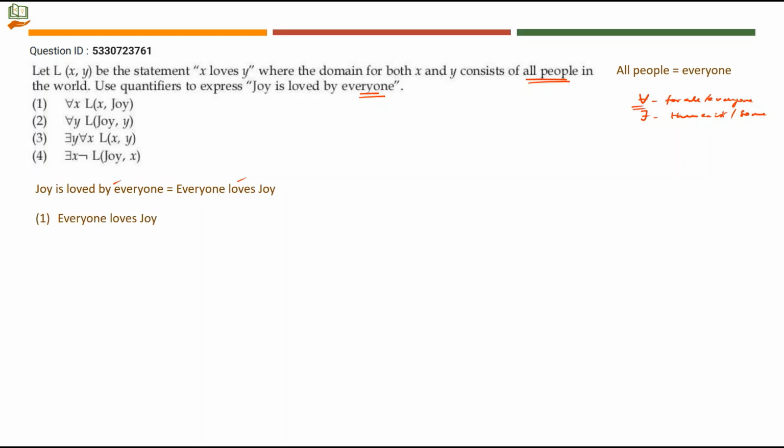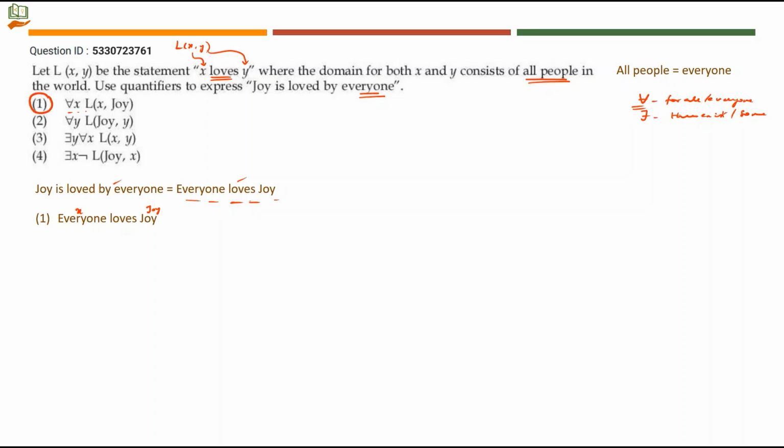So we have to start with everyone. How do we translate this actually? We say L of x comma y. So x is the first person, y is the second person, and loves will be the word. If they say L of x comma joy, it is x loves joy. What is x actually? It is all the people in the world. So we are using the word everyone instead of all people. So we can say everyone loves joy. So this is x and this is joy. This is exactly matching the statement that we have seen here. So everyone loves joy will be the right answer here. Option number 1 will be equating to joy is loved by everyone.